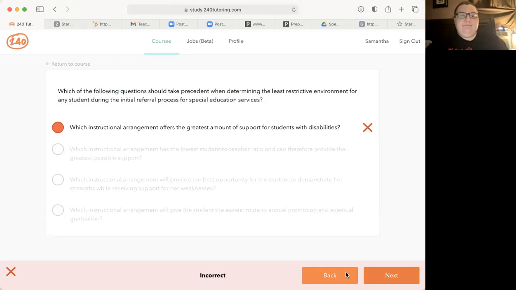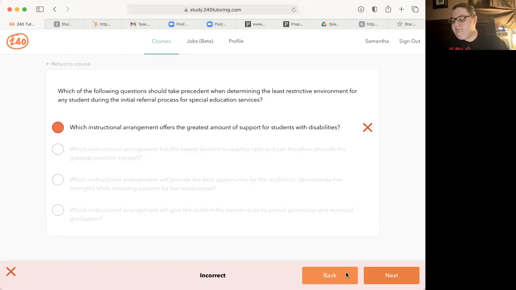Okay, which of the following questions, so they're asking us a question, should take precedence? Whenever you're reading these answer choices, I want you to put it in layman's terms. They always use pedagogical and professional jargon, vernacular, and sometimes the answer is more obvious for you if you can put it in layman's terms. So we're looking for a question that should be most important, take precedence.